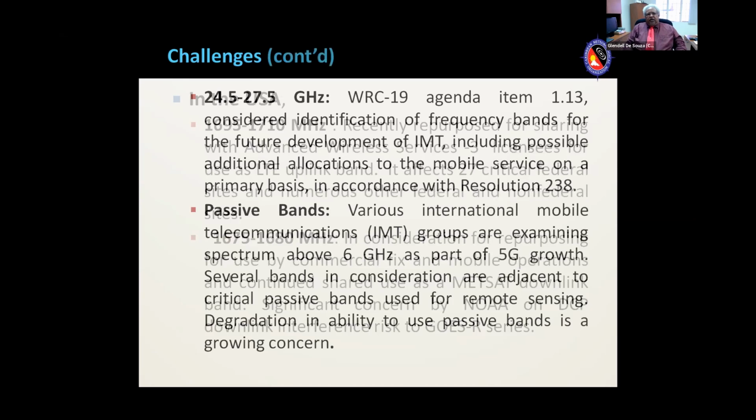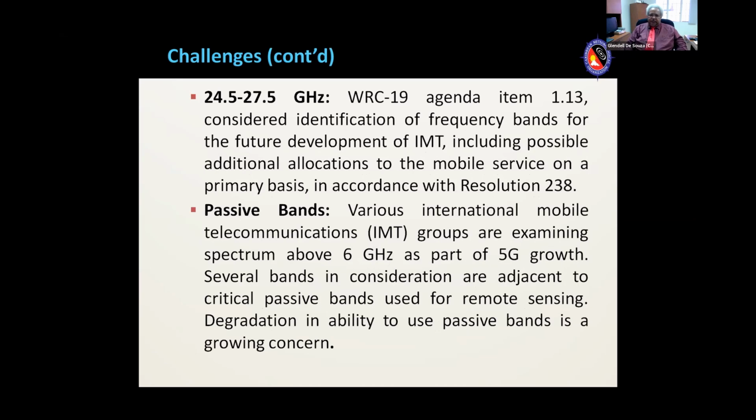Another challenge is with our passive systems, and these are things that were discussed at the last ITU World Radiocommunication Conference, which was in 2019, I believe in Egypt, in October. The first one has to do with the possible allocations of some of the frequencies within 24.5 to 27.5 gigahertz. Now this is right next to one of our passive frequencies that is measuring water vapor. And water vapor is of critical importance to meteorology because we have a finite amount of it within the atmosphere.